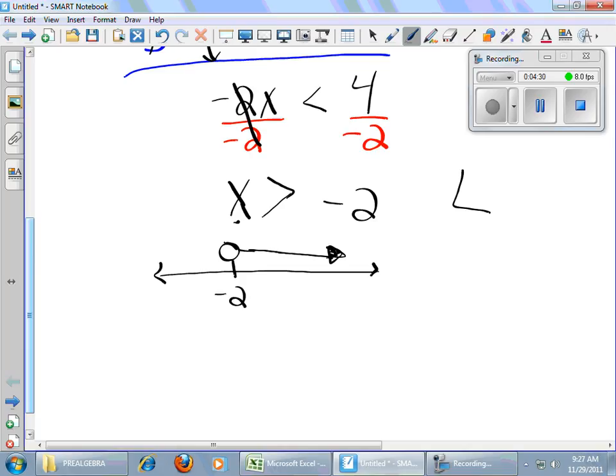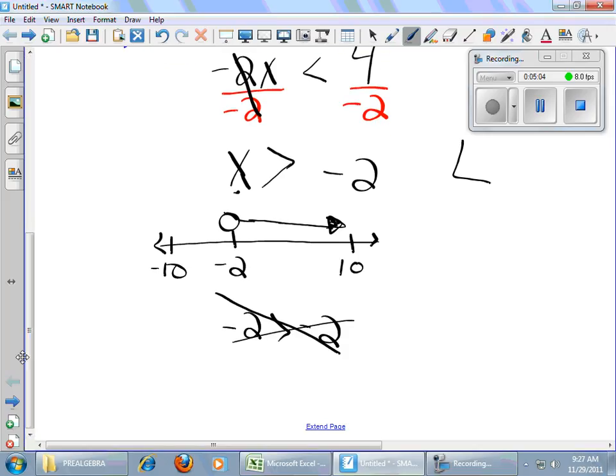And now it might be smart to test it. Pick a number over here, say like 10. Pick a number over here, say like negative 10. All right, plug it in. Is 10 greater than negative 2? Good, then I shaded towards the 10. Is negative 10 greater than negative 2? No. And notice I did not shade that way. If you're wondering why that circle is open, put negative 2 into the inequality. Do you get a true statement? Is negative 2 greater than itself? It's not true. Therefore, the point is not shaded.